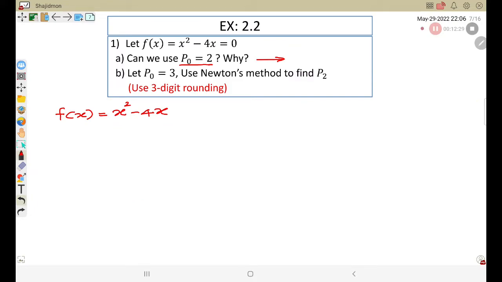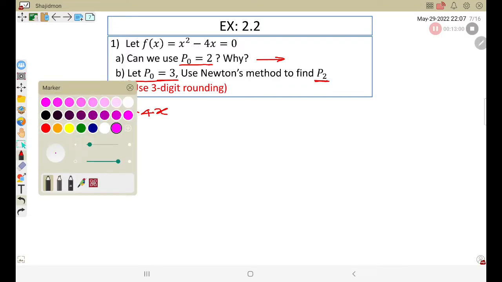Can we use this number, P0 number equal to 2? What is the reason for that? Okay. Then after that, in the B part, use P0 equal to 3. P0 number, the initial approximation or input number, take 3. After that, use Newton's method and find what is the P2 number using 3 digits rounding. Using 3 digits rounding, what is the second approximation for the solution of the equation? This is what we need to do in this question.